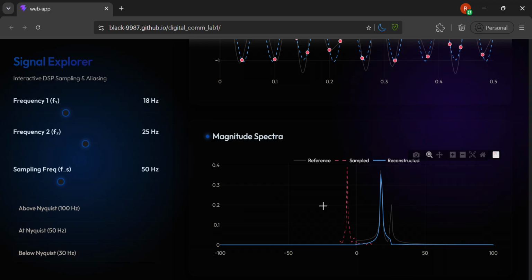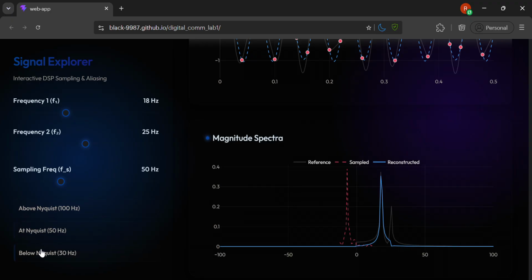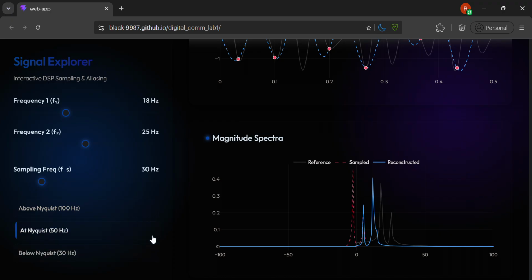Now I'll select the third condition, below Nyquist, which sets the sampling frequency to 30 Hz. This is where the most important effect of the experiment becomes visible. The sampling frequency is now too low to represent the highest frequency component correctly.